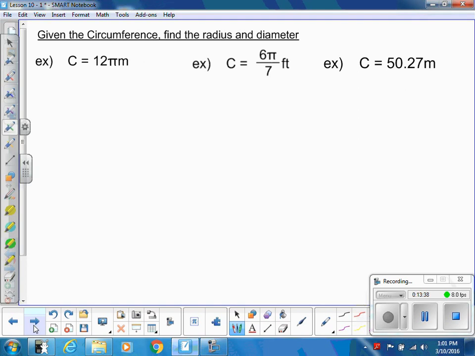Now, what if we want to go backwards? Say, for example, we're given a circumference of 12 pi meters. I want to find the radius and the diameter. Well, if you're given a circumference, it's always easiest to find the diameter first, because once you find that, you can cut it in half to get the radius.